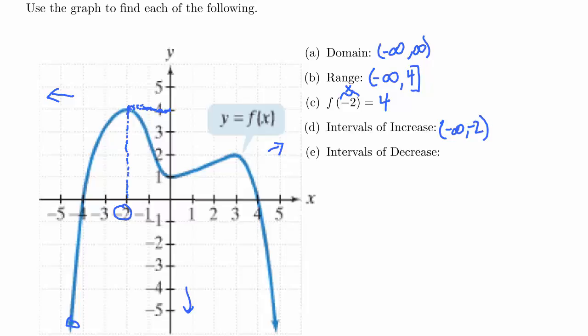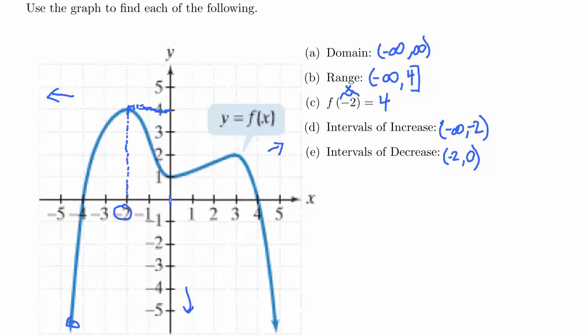Now notice that it's going down from left to right here. So from negative 2 to 0, because notice it starts going up at this point, it's going down from left to right. Therefore, that's an interval of decrease, so I start at negative 2, and I go until this x value, which is, in this case, 0.